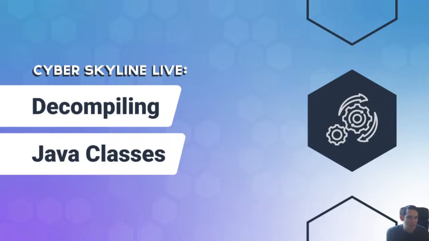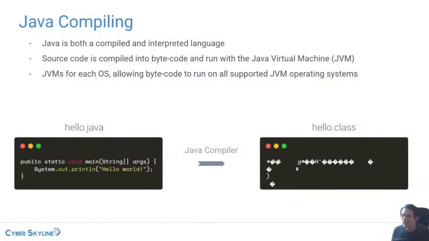Hi, I'm Franz Perez, Cyber Skyline, and today we're going to be learning about decompiling Java classes. Let's first start with how compiling works. Most programming languages can be categorized as either compiled or interpreted languages. With compiled languages, the human readable source code needs to be converted, otherwise known as being compiled, into machine readable code. This is often referred to as the binary.